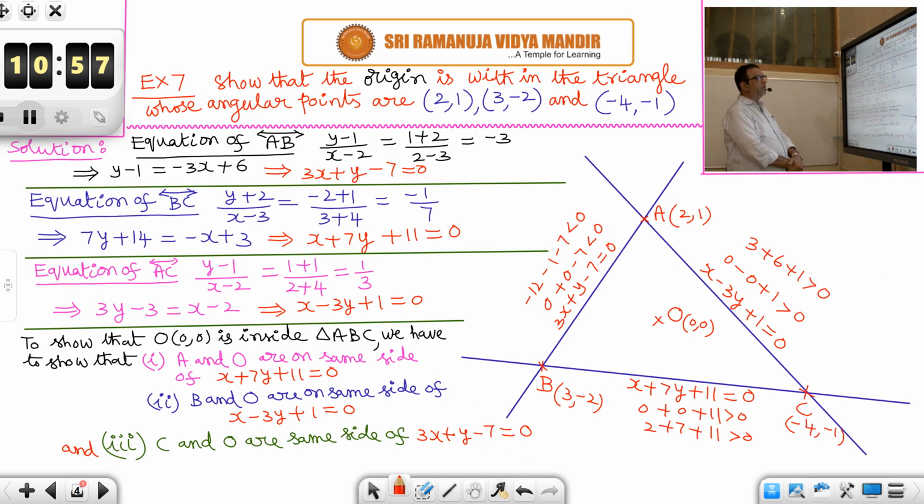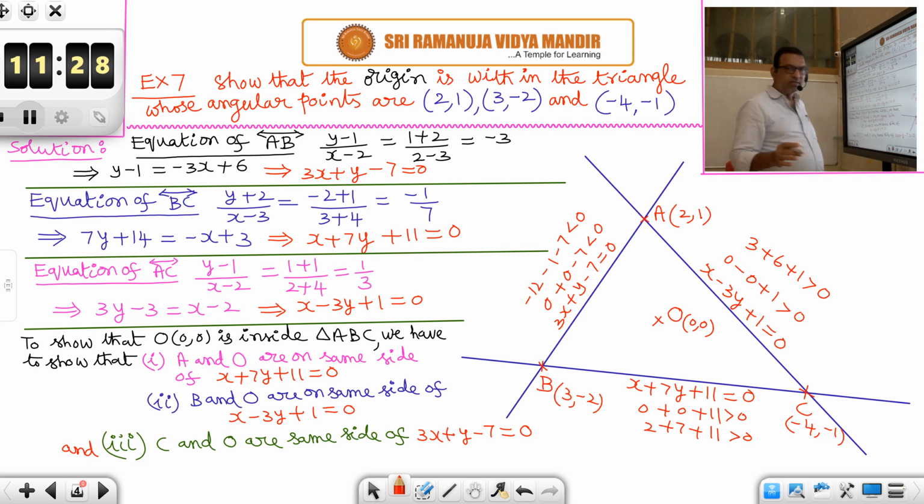Example 7. Show that the origin is within the triangle whose angular points are given. So the triangle's three vertices are given. See the diagram. A is 2, 1, B is 3, minus 2, and C suppose minus 4, minus 1. So they are forming a triangle. We have to show that the origin is within the triangle. That means we have to show that the origin is inside the triangle.